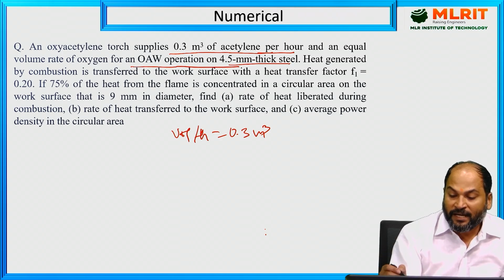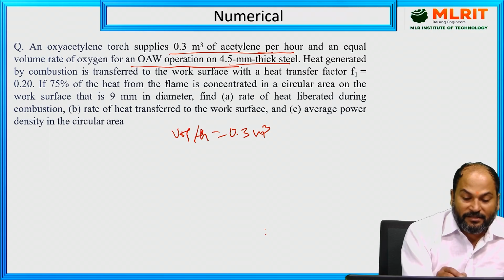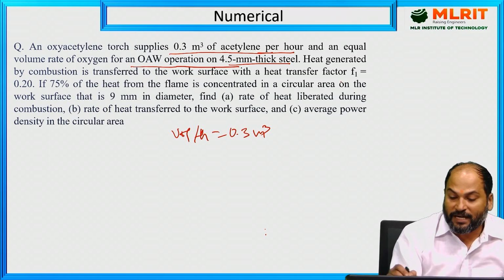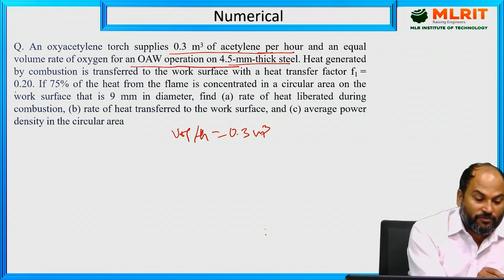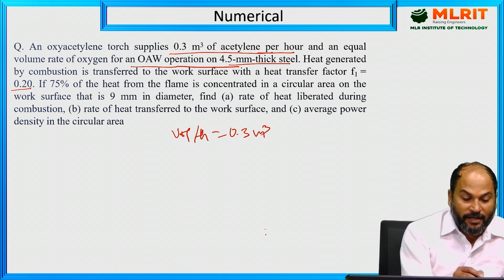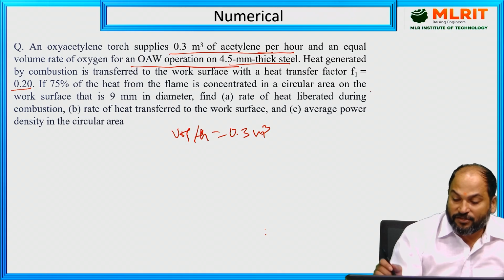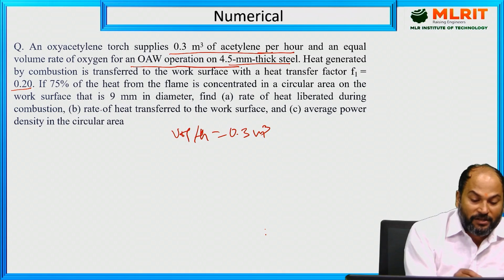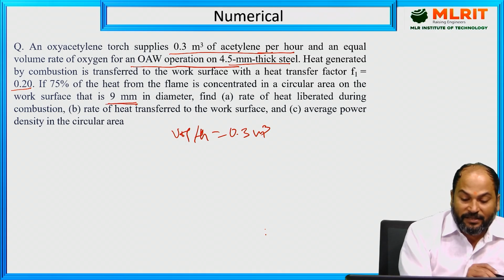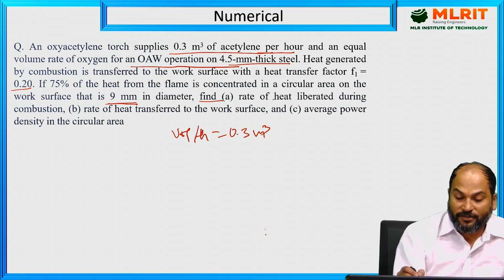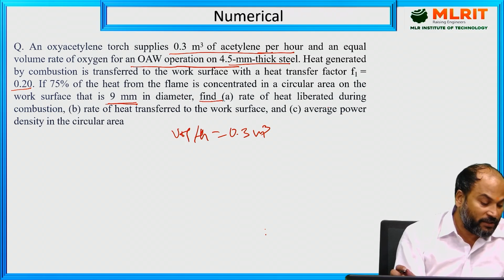Heat generated by combustion is transferred to the work surface with a transfer factor of f1 equal to 0.20. If 75% of the heat from the flame is concentrated in a circular area on the work surface that is 9 mm in diameter, then find first the rate of heat liberated during the combustion.